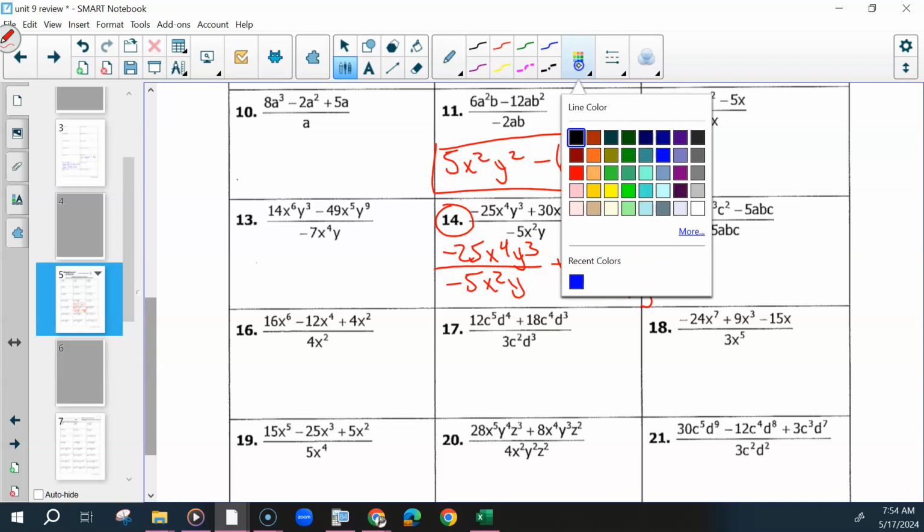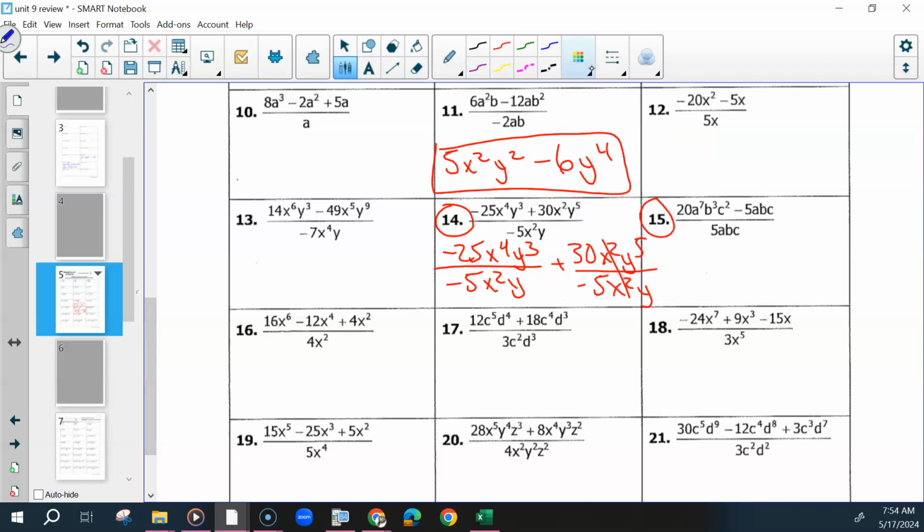In 15, if I wanted to do the factoring method, I would look for what do these two have in common? What is that GCF? 5. And then how many A's, how many B's, how many C's? 1 A, 1 B, and C. Usually whatever the denominator is, but that's not always the case. So if I were to divide that out of the two terms, what's left here?